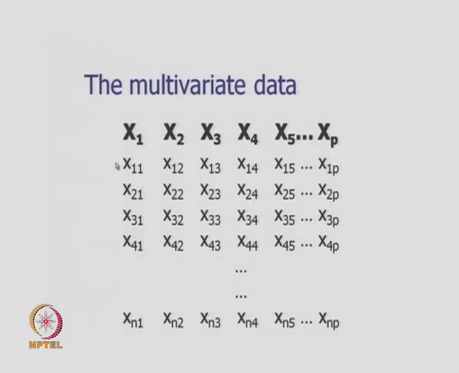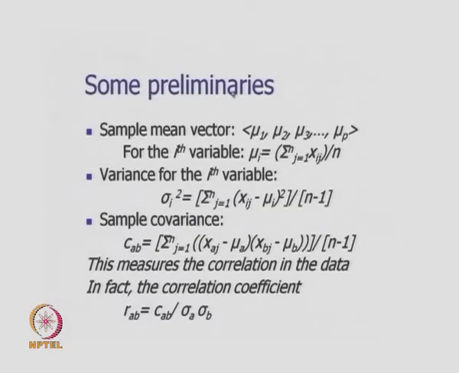So, each object has these values under individual attributes. Now, some preliminaries are useful here in understanding the technique. We get the sample mean vector, which is mu1, mu2, mu3 up to mu p. For the ith variable, mu i is nothing but the sum over j equal to 1 to n of x_ij divided by n. Okay. So, for the ith variable, this is the mean.